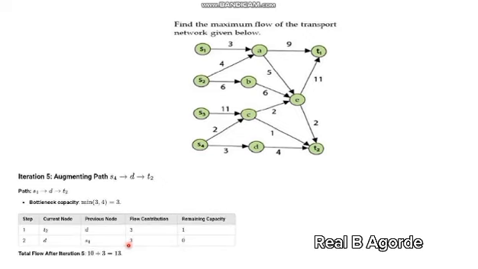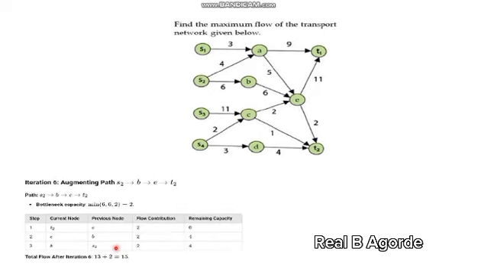In the fifth path, the source 4 to node D and to node sync 2. So the bottleneck capacity is minimum 3 and 4, so it equals 3. So the flow updates: node source 4 to node D, 3 units used, so 0 remaining. Node D to sync 2, 3 units used, so 1 remaining. So this increases the total flow to 13.